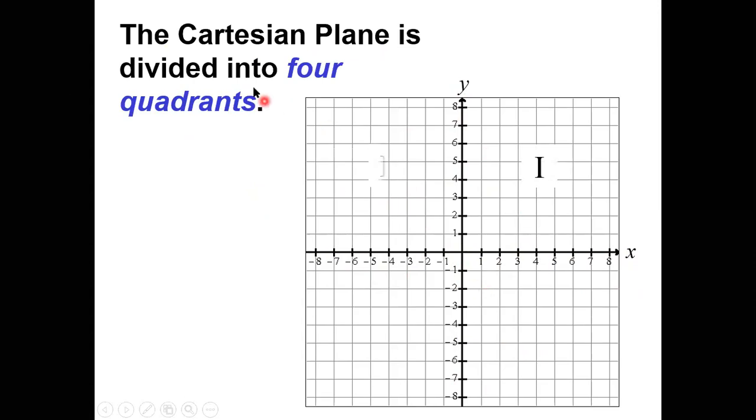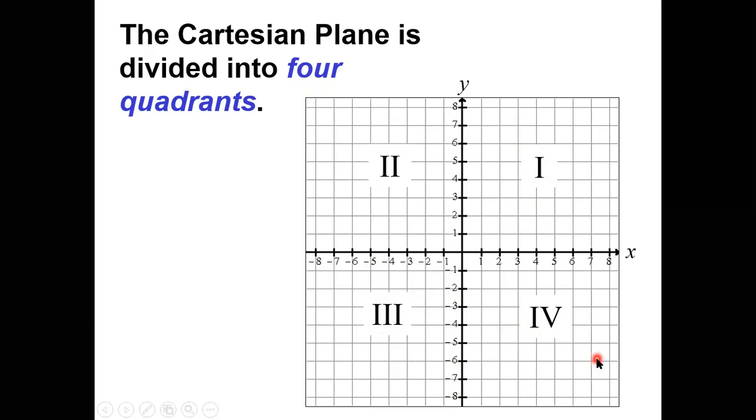The Cartesian plane is divided into 4 quadrants. This is the first quadrant. For the first quadrant, X is positive and Y is also positive. This is the second quadrant. For the second quadrant, X is negative and Y is positive. This is the third quadrant. For the third quadrant, X is negative and Y is also negative. And this is the last quadrant. For that, X is positive and Y is negative.